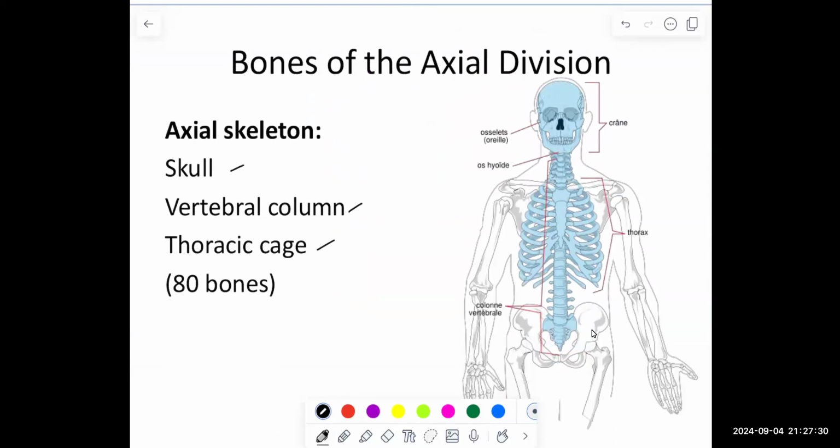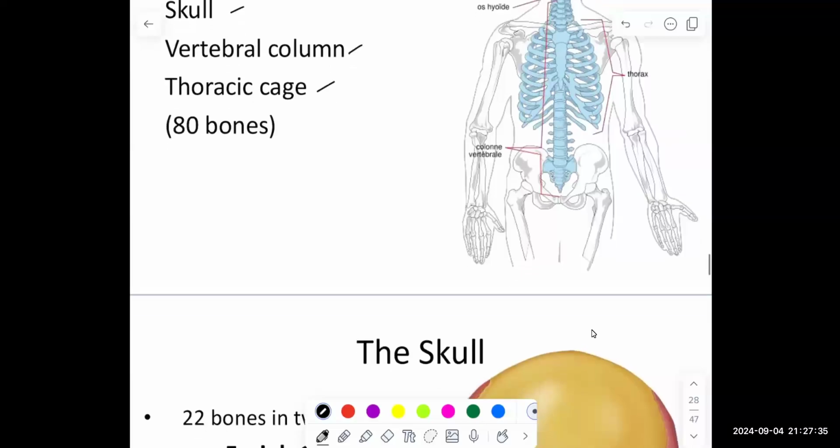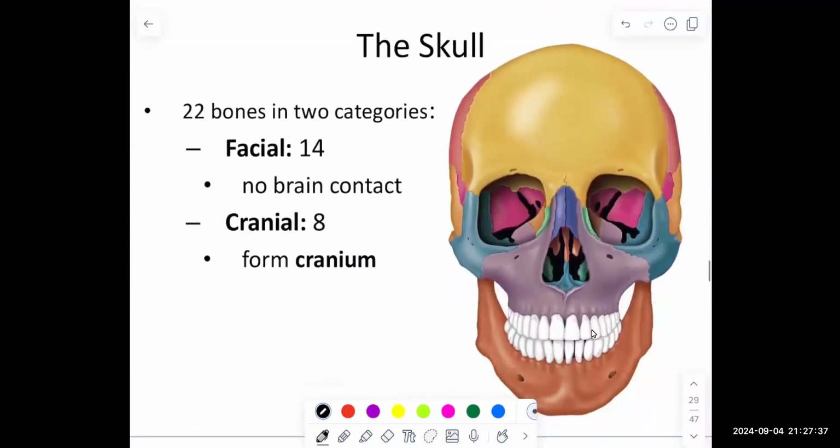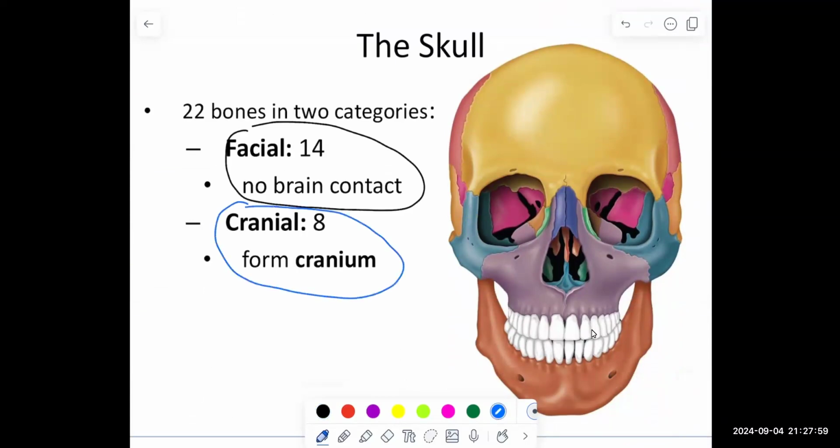We have to name 80 bones. Sounds like a lot, but believe it or not, it really isn't. The skull has 14 facial bones and 8 cranial bones. The facial bones do not come in contact with the brain. They make the face for the most part and the mouth. The cranial bones are the ones that make your cranial cavity, and they come in contact with the brain.